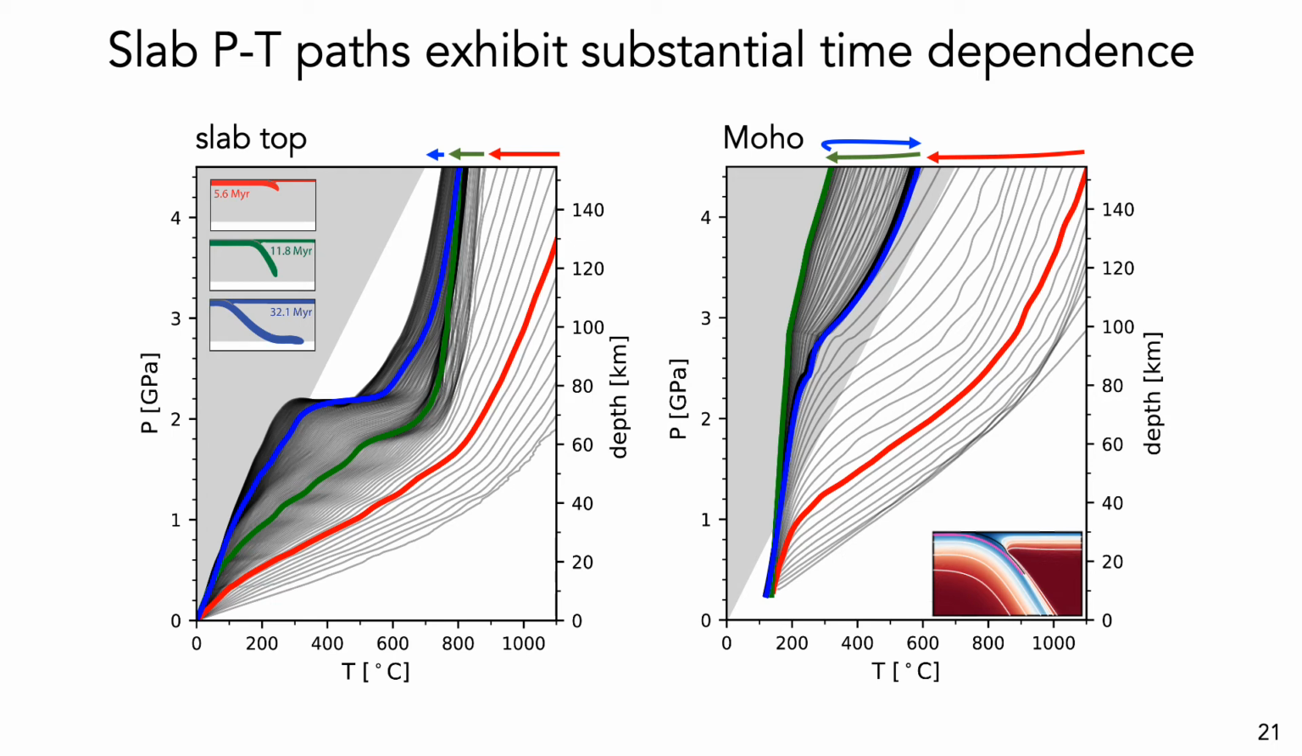And this is just another way of representing this cooling transient that occurs during the free sinking phase, which is associated with rapid convergence rates.